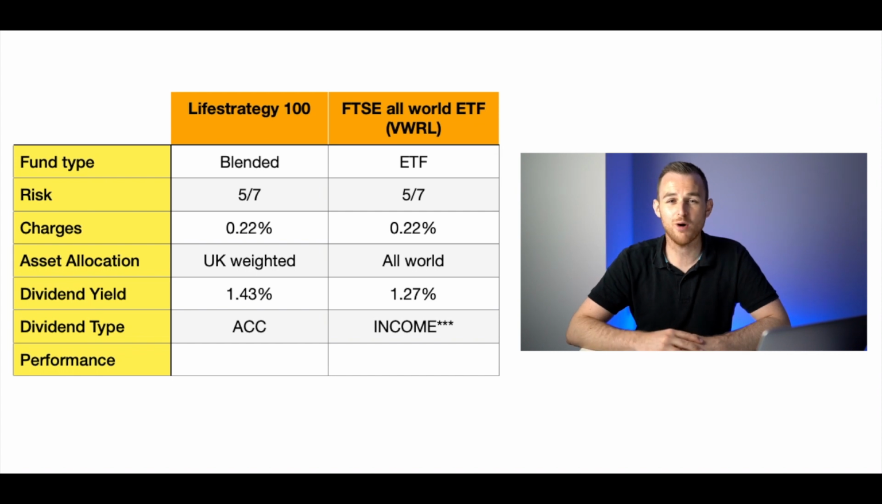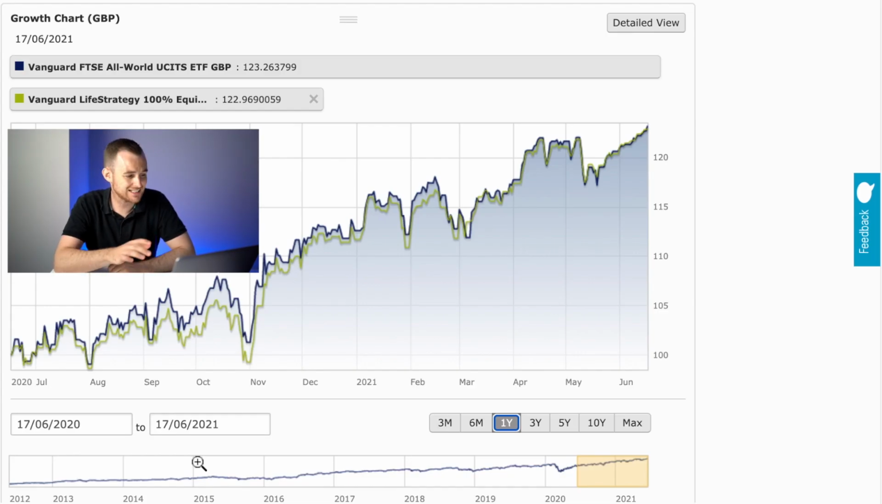So for the final box, performance, you will see it is actually blank, and that is because we're going to head over onto a different website. So we are now on the fantastic website morningstar.co.uk. I use this website to take a deeper look into index funds and ETFs, and it also has very helpful comparison charts. You can see I've already plugged in both the FTSE All World UCITS ETF, which is VWRL, and the Vanguard Lifestrategy 100%. VWRL is the blue line and the Lifestrategy fund is the green line.